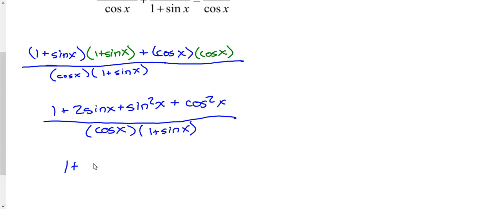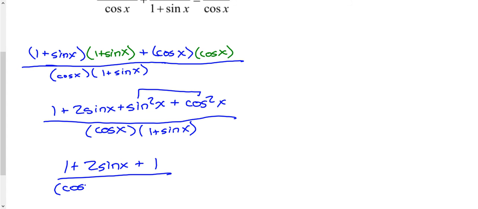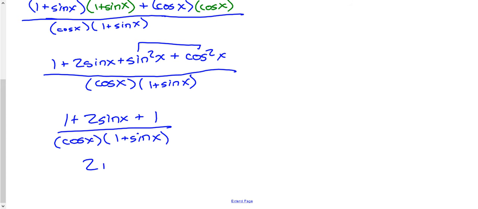So I have 1 plus 2 sine x plus 1 now because these two were combined. That combines to become 1, and we still have our cos x and that 1 plus sine x. From here, of course, collecting like terms, I have 2, so that's going to be 2 plus 2 sine x. All that's divided by cos x and the 1 plus sine x still.